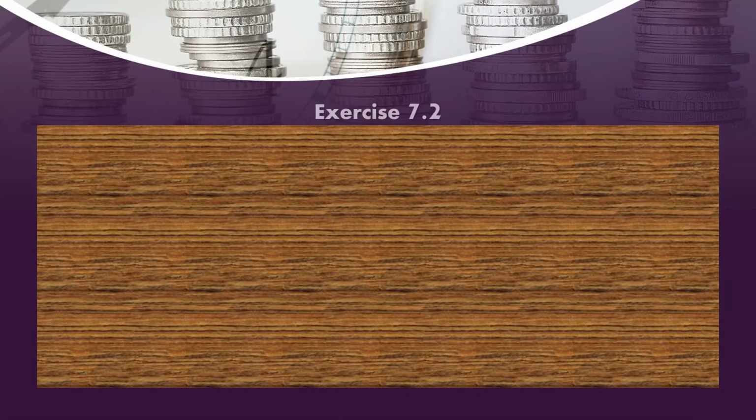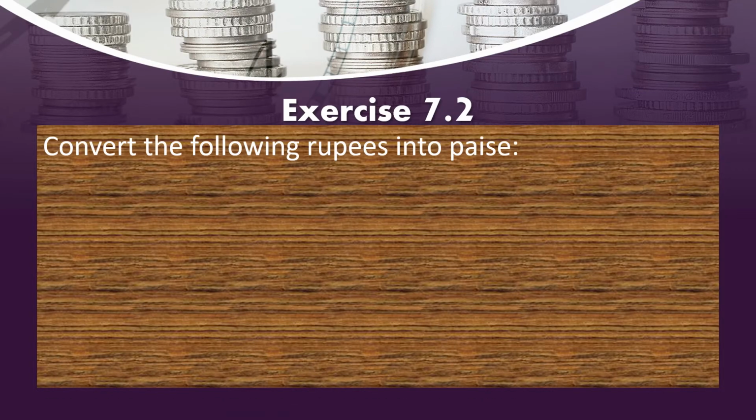Now students, let's solve exercise 7.2. Here I take the first question, where you have to convert the following rupees into paise. Question number 1, we have to convert rupees 8 into paise. As you all know, rupee 1 is equal to 100 paise. So I multiply 8 by 100 paise to get 800 paise, which is the conversion of rupees 8.